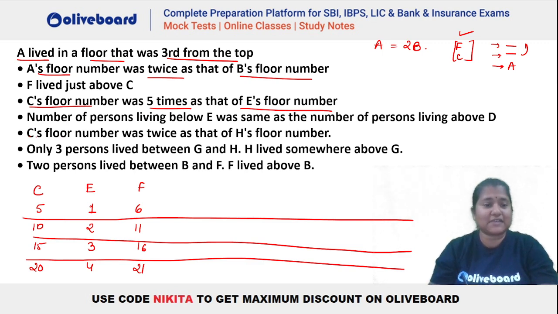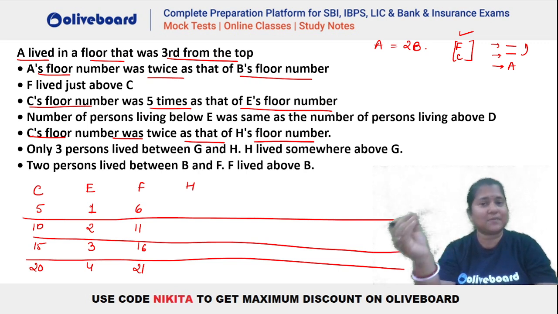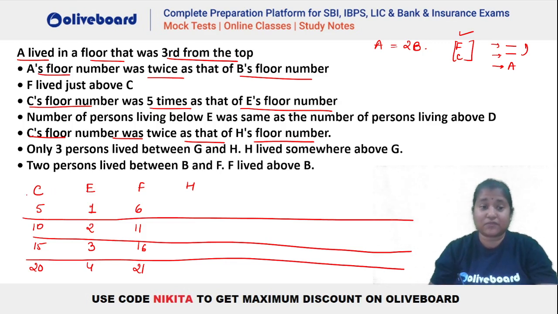Also, it is given C's floor number was twice that of H's floor number. That means C's floor number has to be twice of something, so it has to be an even value. H cannot be 2.5 floor, right? We do not have decimal numbers for any of the persons. So 5 is not a possibility for C, and similarly 15 is not a possibility for C. That means either 10 or 20 should be the value of C here. Now C's floor is twice of H. In this case H will be 5. In this case H will be 10. So either of the two cases we are getting.